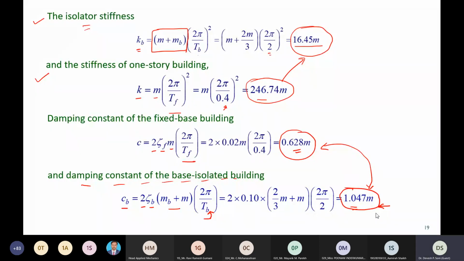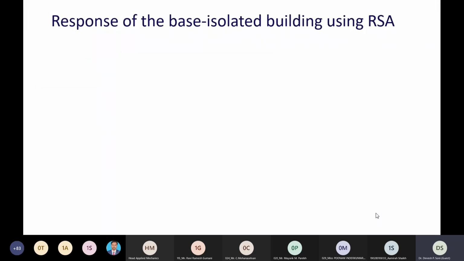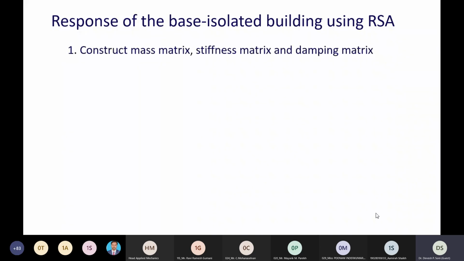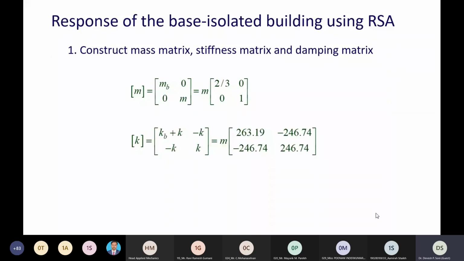Now, once we obtain these properties, we can go for the eigenvalue analysis. To do the eigenvalue analysis, we need the mass matrix and stiffness matrix, and it is very easy to construct them. So as a part of the response of the base isolated building using RSA, we have constructed the mass matrix and then the stiffness matrix. One thing I would like to highlight is, this is our fixed base structure and this is our base isolated structure.